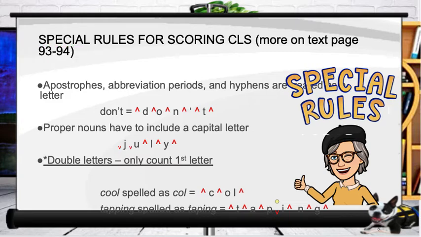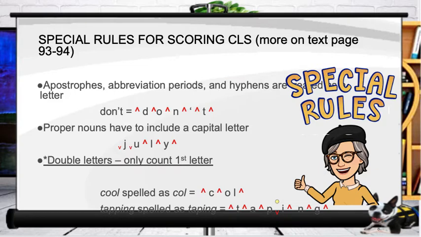So let's look at the word "don't." We get a caret before the D, between the D and the O, between the O and the N, between the N and the apostrophe, between the apostrophe and the T, and then after the T. Remember that proper nouns have to include a capital letter.